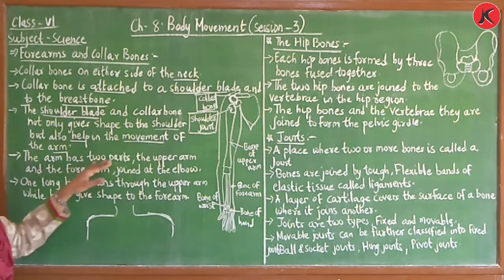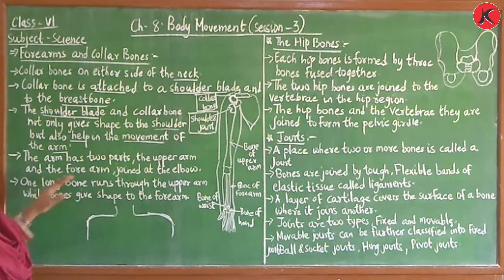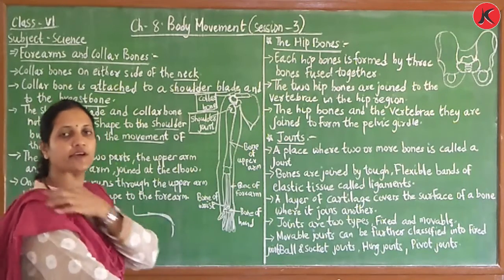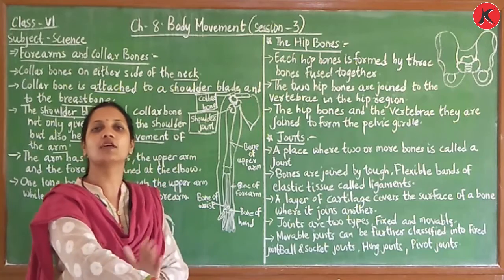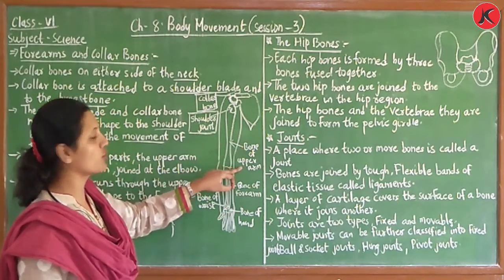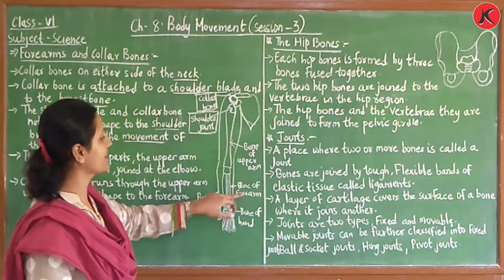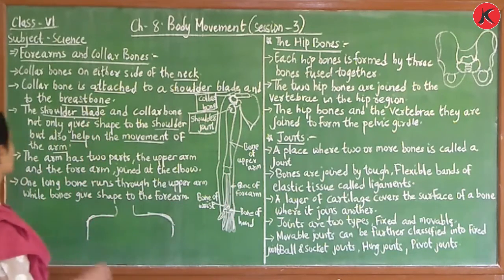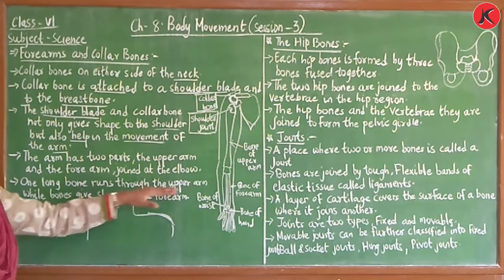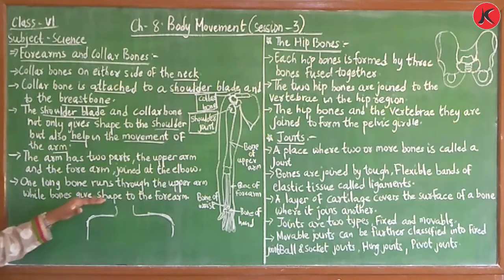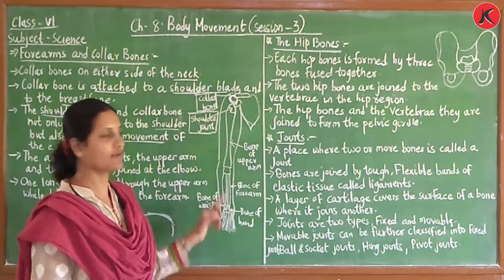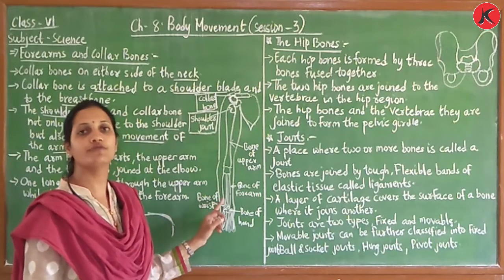The arm has two parts, the upper arm and the forearm. This part till here is called the upper arm and the lower part is called the forearm. You can see here, children, this is the bone of the upper arm, and this is the bone of the forearm, right? One long bone runs through the upper arm, while bones give shape to the forearm.